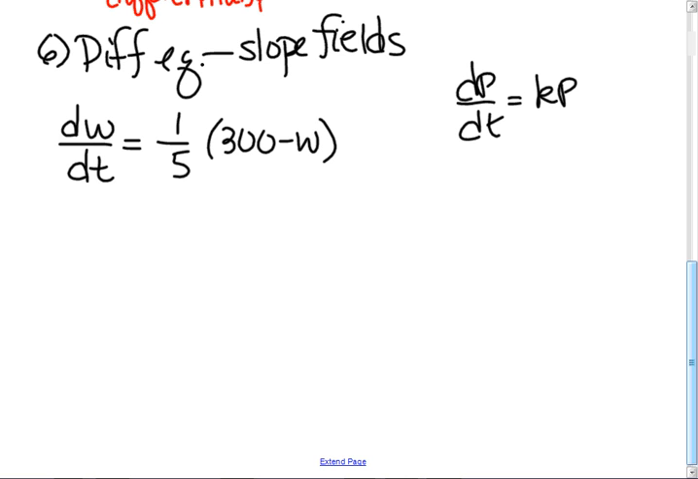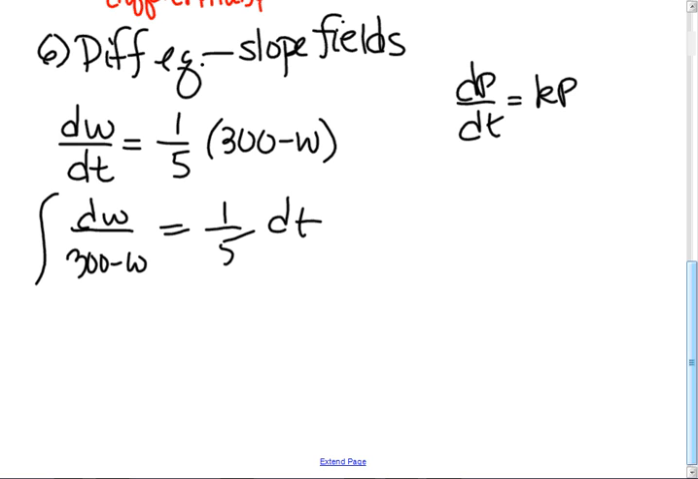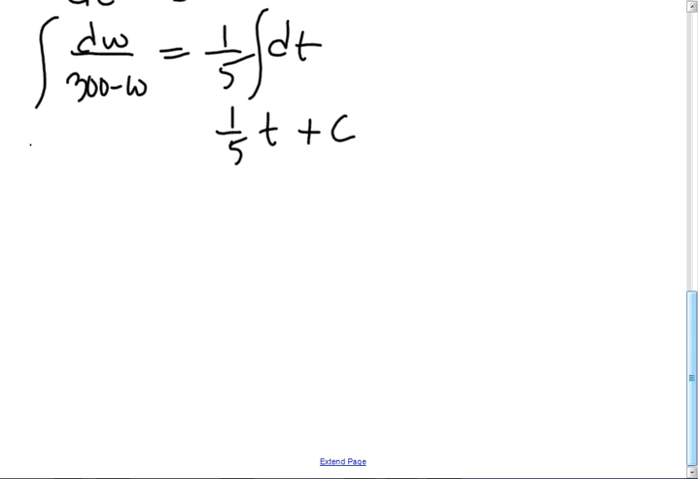But the problem with this one is when you integrate, because you're going to have dw over 300 minus w equals 1/5 dt. Helps to have the differential there because it tells you what the variable is. So that's where the t comes in right here. And the problem with this one is because of that negative, that gets integrated wrong many times, probably more than 50% when I grade this. So if you do a u substitution, you will realize it's negative log of the absolute value of 300 minus w.